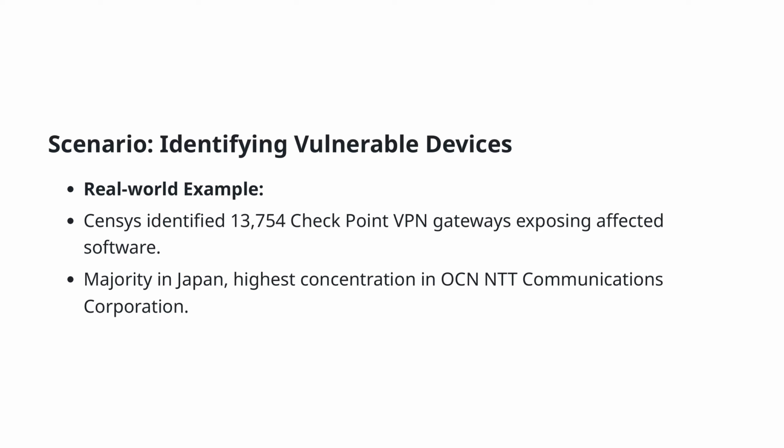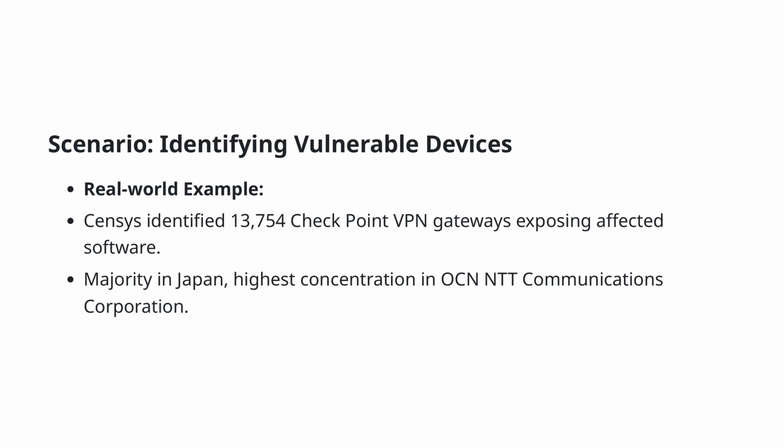Recently, Census identified 13,754 Checkpoint VPN gateways that are exposing vulnerable software. The majority of these devices are located in Japan, with the highest concentration being in OCN NTT Communications Corporation. This highlights the importance of using tools like Census to detect exposed instances and understand the geographical distribution of such vulnerabilities, allowing for more effective remediation efforts.